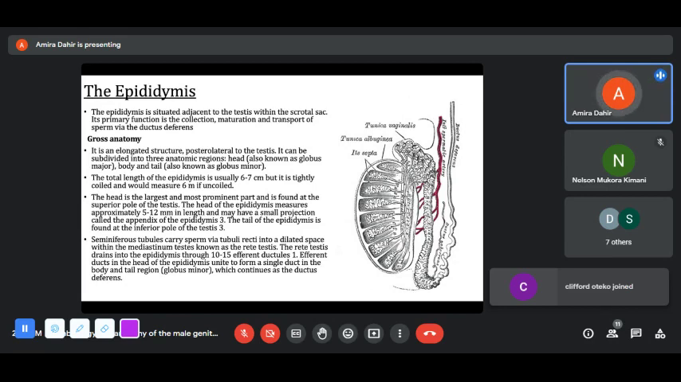Now, seminiferous tubules carry the sperm via tubuli recti to the dilated space within the mediastinum testis, known as the rete testis. The rete testis drains into the epididymis through 10 to 15 efferent ductules. The efferent ducts in the head of the epididymis unite to form a single duct in the body and tail, which continues as the ductus deferens.